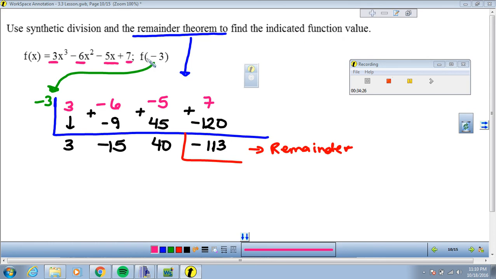They were asking you what's the function value using the remainder theorem by using synthetic division of f of negative 3. So the answer here is the remainder. f of negative 3 is equal to negative 113.